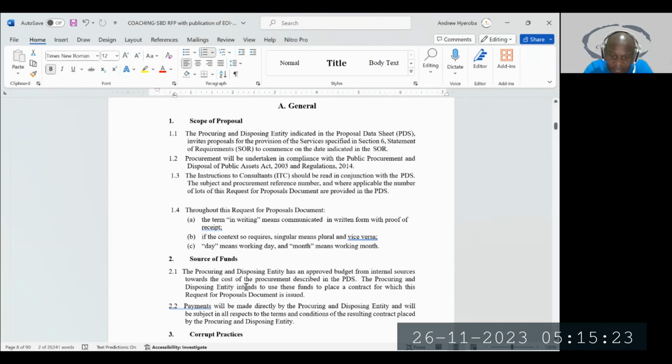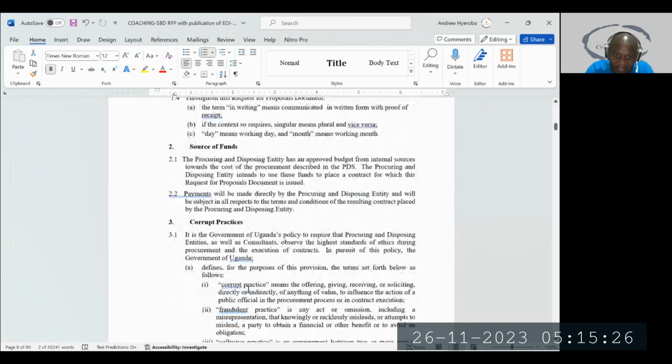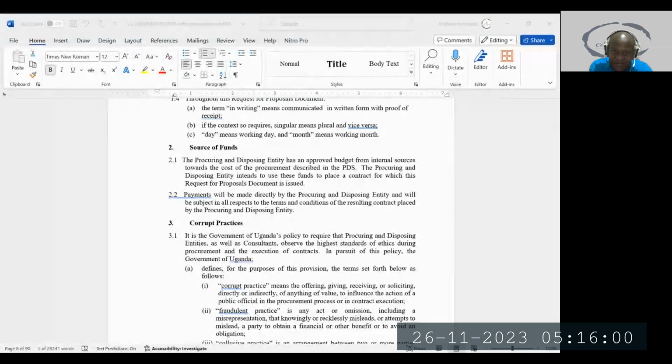They've said they've gotten funds from internal resources. Sometimes they tell you where they've gotten funds, because if a donor has given government money, the donor wants to be recognized, as in we have received money or a credit or loan from the World Bank, or we received money from donor X. In this case, the institution has funds from internal sources, and they say the payments will be made directly by the institution and will be subject in all terms to the terms and conditions resulting in the contract.